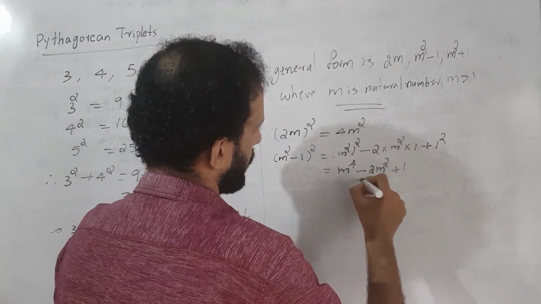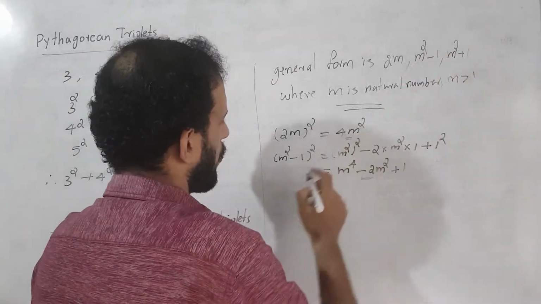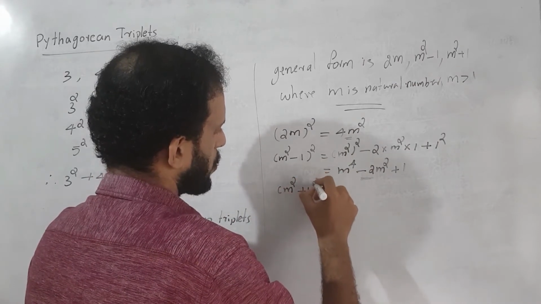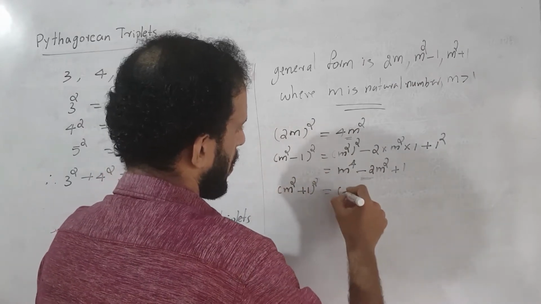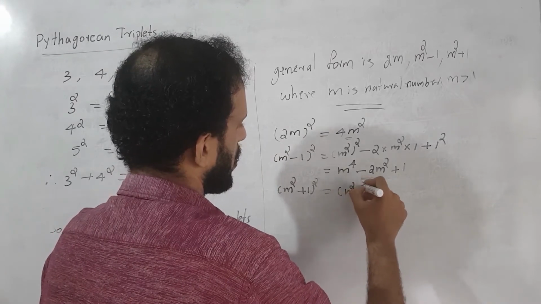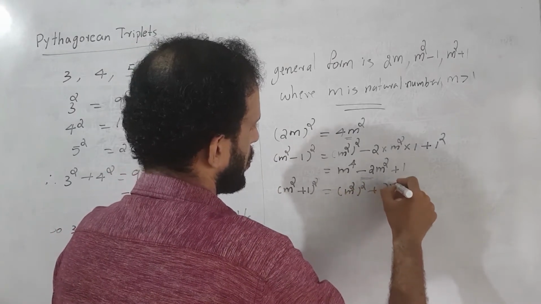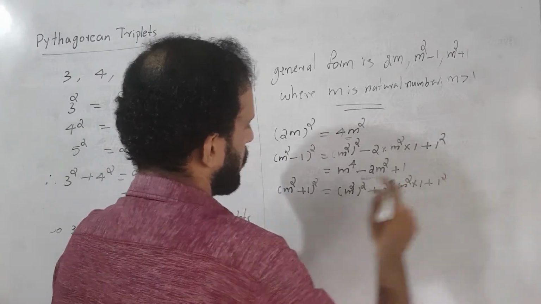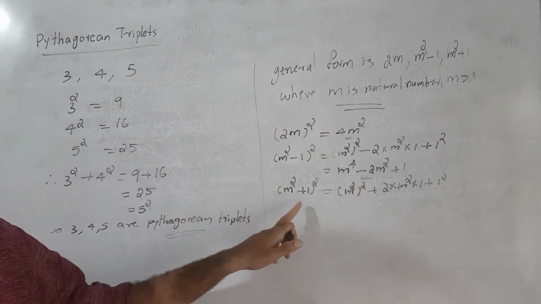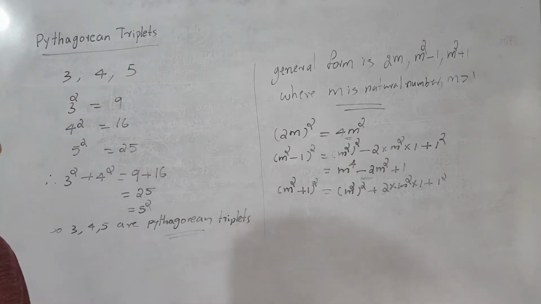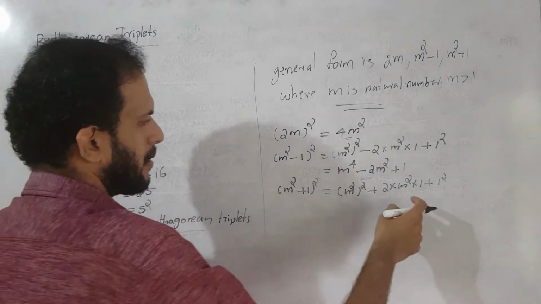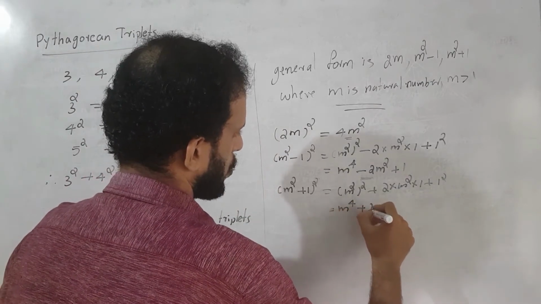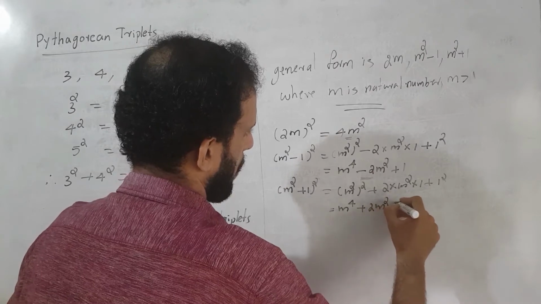Okay. Then next we find the square of the last one, m square plus 1. (m square plus 1) whole square is equal to (m square) whole square plus 2 into m square into 1 plus 1 square, because this one is the form of (a plus b) whole square. Okay, then (a plus b) whole square we apply, then we get it like this: m raised to 4 plus 2m square plus 1.